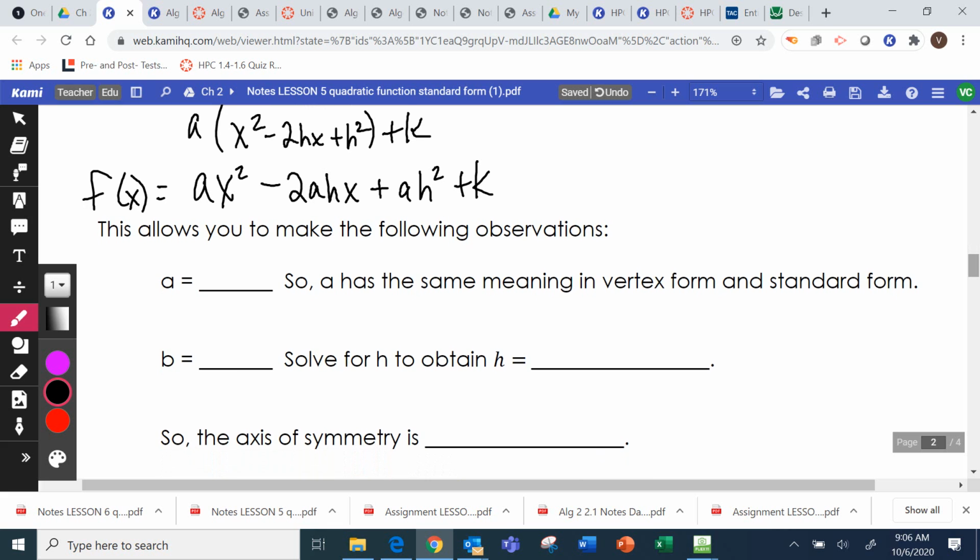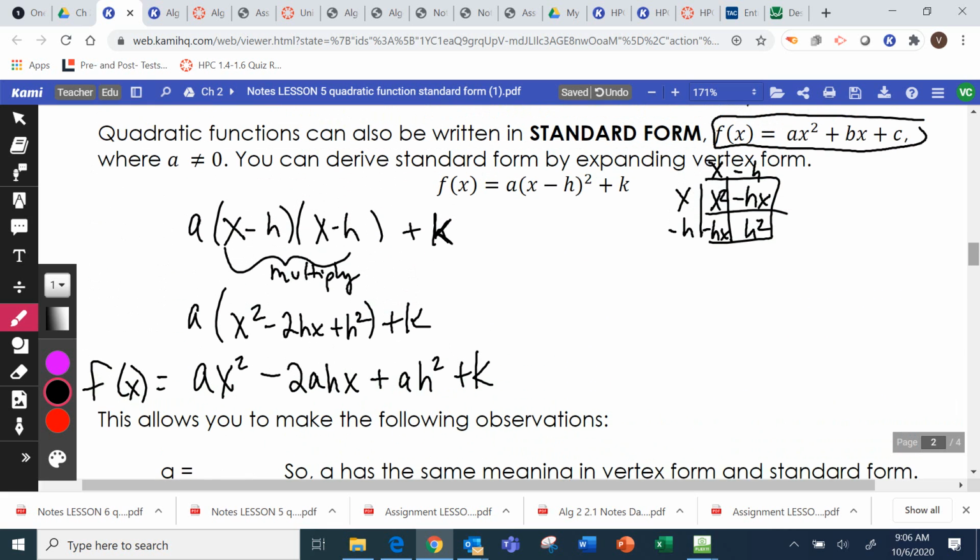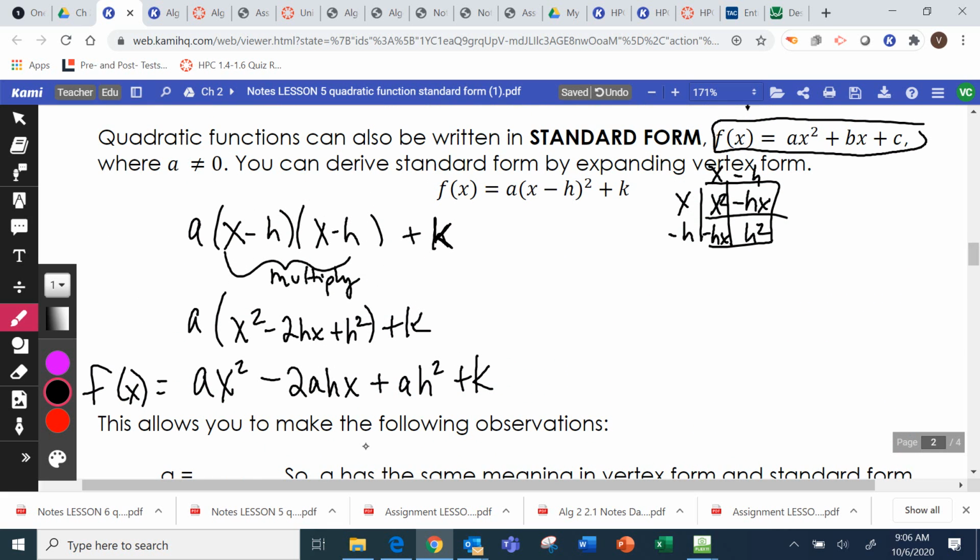And then when we look at the a in the two forms, this is the only part that really matters here. When we look at the a in both forms, they're both just a by themselves out front being multiplied. They're going to mean the exact same thing in both forms. It's a vertical stretch or a shrink. Could be a reflection in the x-axis.